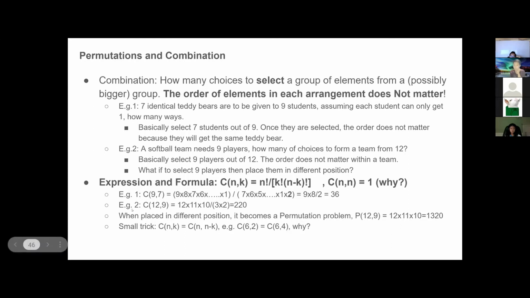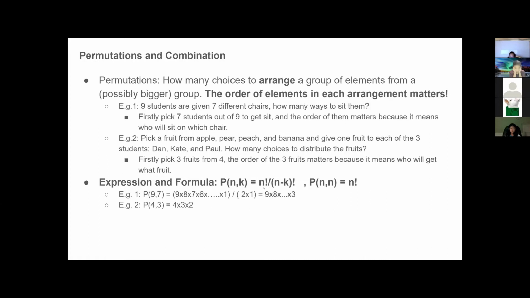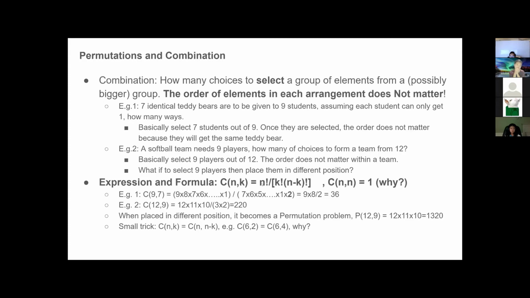So in this case, the example would be C(12,9), and the formula for C(n,k) equals n factorial divided by k factorial, and then divided by (n minus k) factorial. Okay. So if you compare with P, we added k factorial right here.